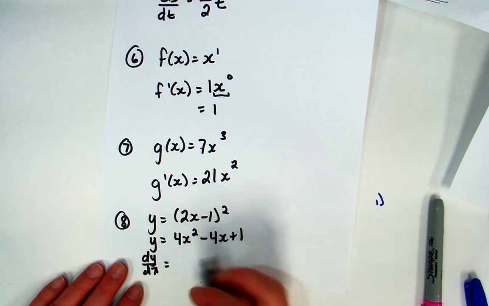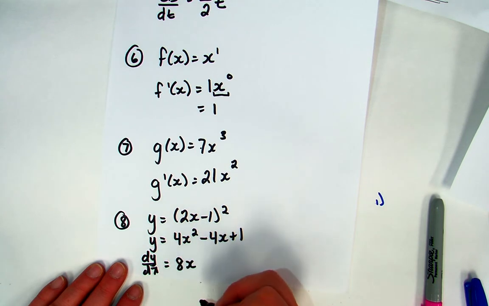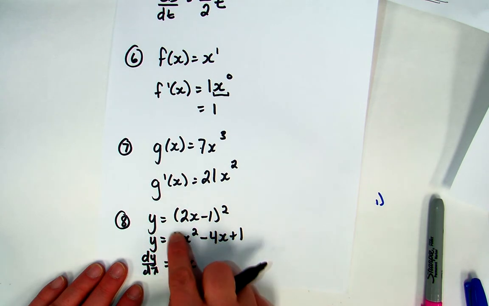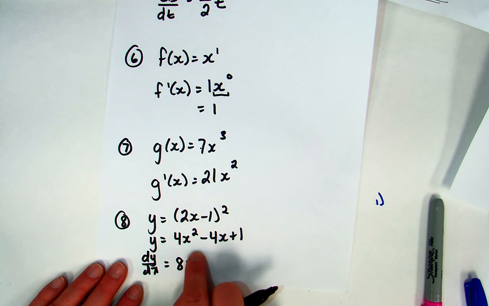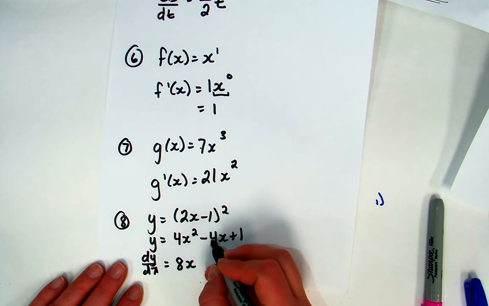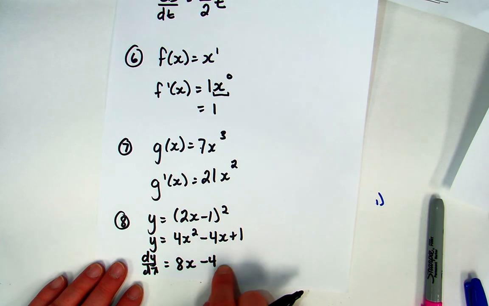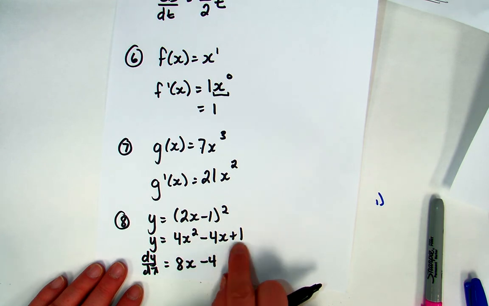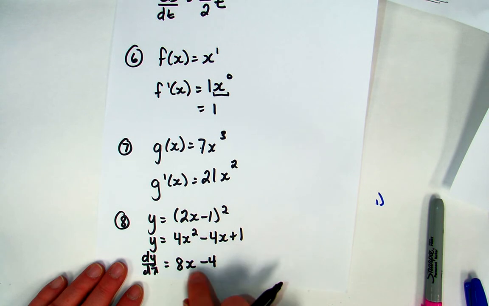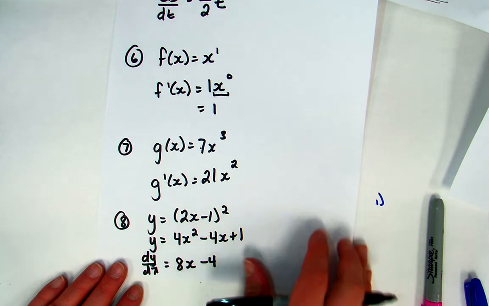4x squared. 2 comes down, and that's going to give me 8x. 2 times 4, x stays. I drop the exponent from 2 to 1. The derivative of negative 4x is negative 4 times the derivative of x. Well, the derivative of x is just 1, so I don't have to write it. And this is going to be plus the derivative of 1, but because 1 is a constant, the derivative is 0, so I'm done at that point once I have the derivative.